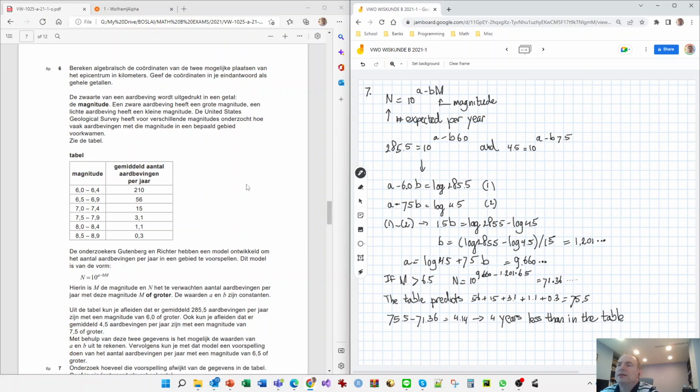And they studied some relation between the magnitude and the number of earthquakes in that region. And fortunately, the more heavy earthquakes happen less frequently. And researchers from here also developed a model which is of this form.